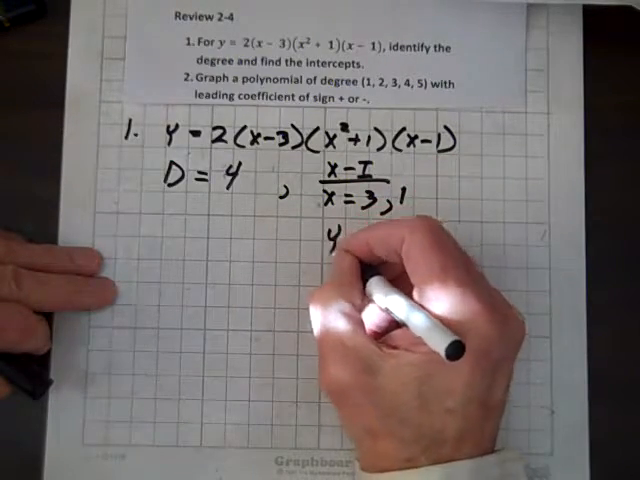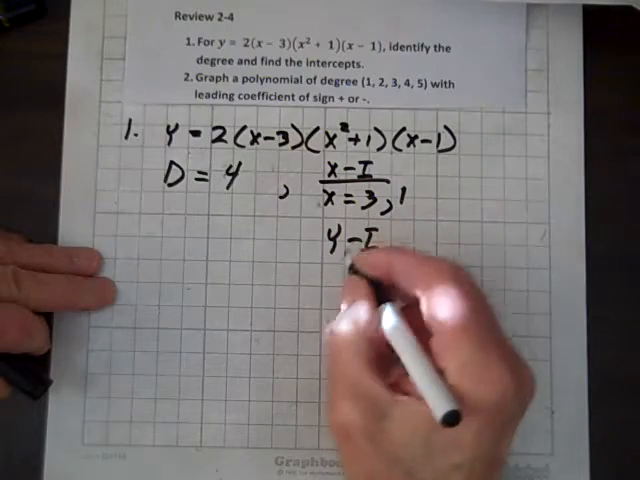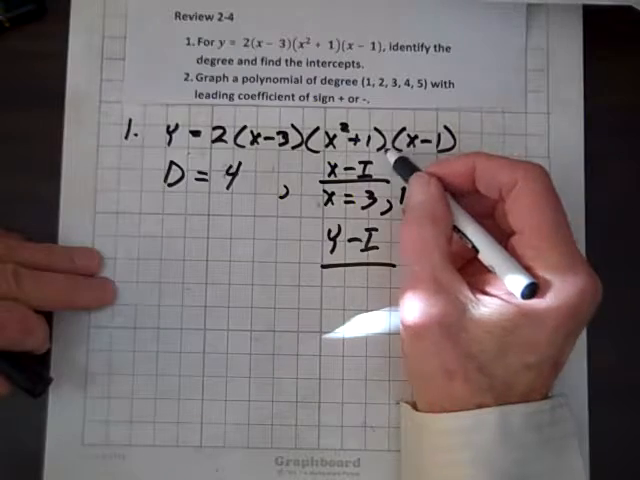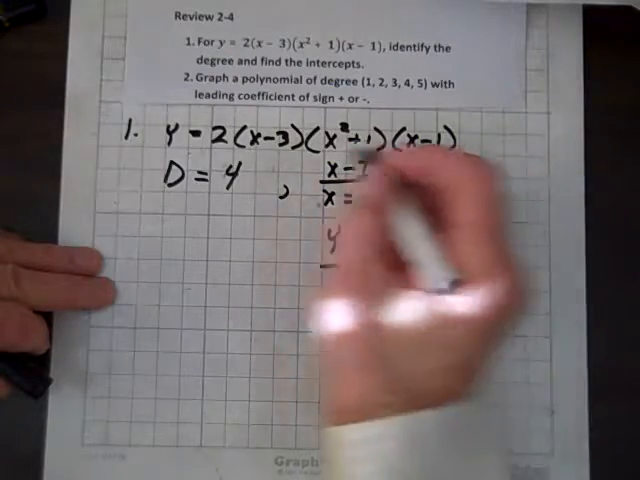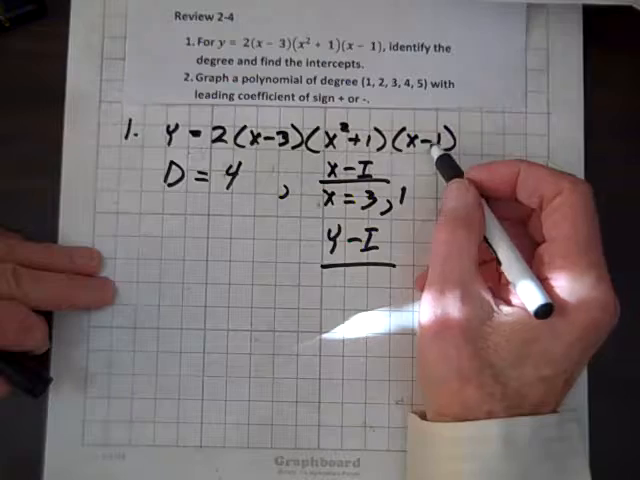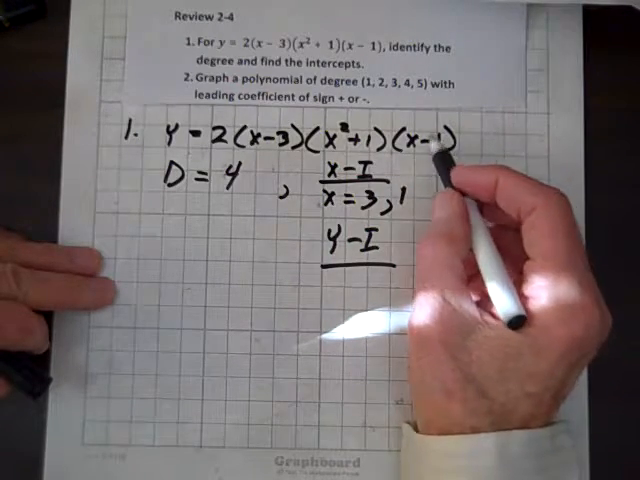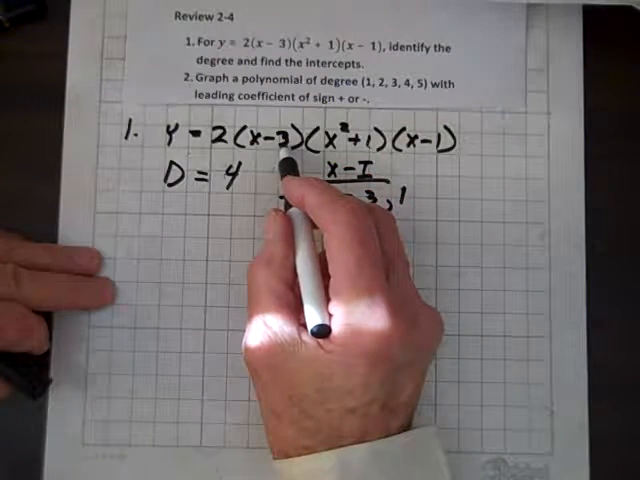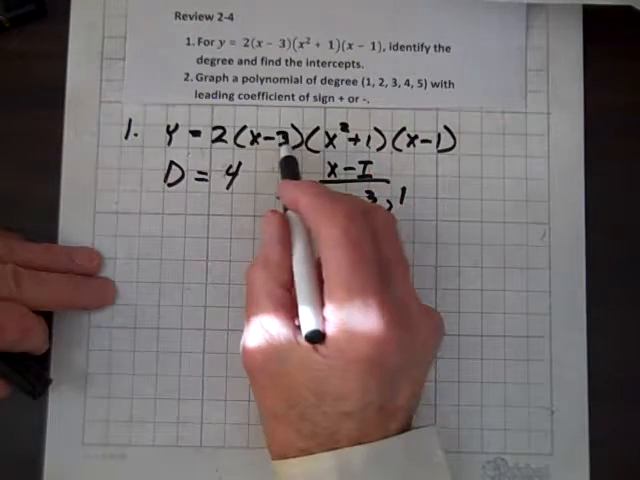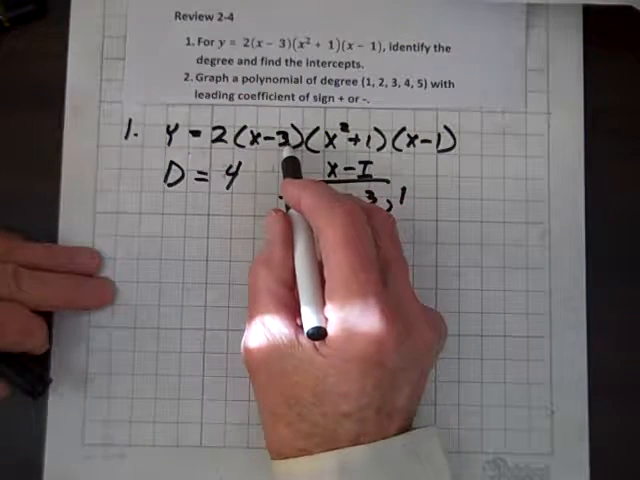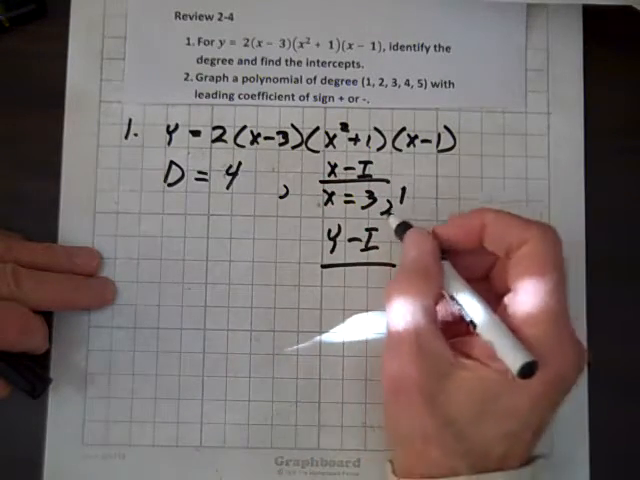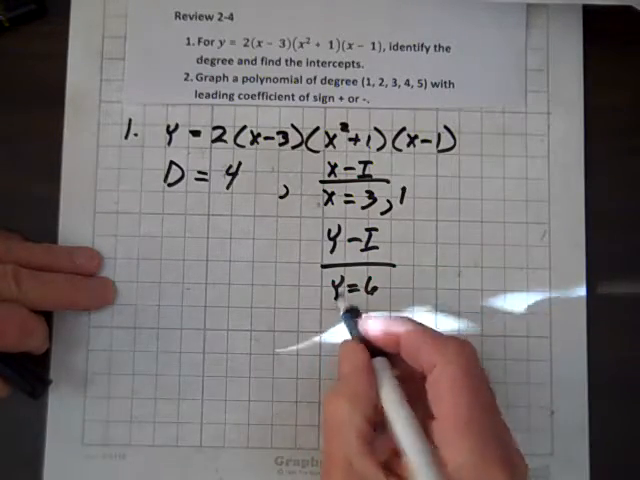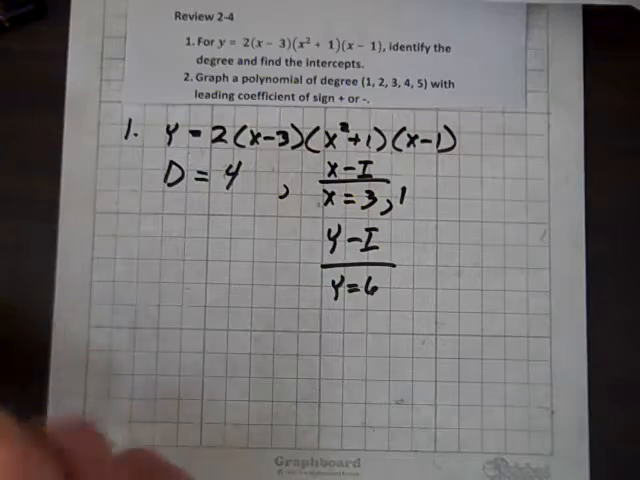Let's find the y-intercept. Now to find that, we'll just let x be 0 and multiply what's left. So if x is 0, this is going to be negative 1 times 1, which is negative 1, times negative 3, which is positive 3, times 2 is 6. So y equals 6. And we've come up with the intercepts and the degree.